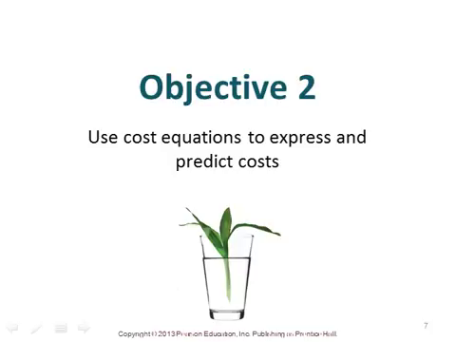And so next we want to talk about cost equations, how we use cost equations to express and predict cost, because all of this is good to know, and it's nice to see it on graphs, but somehow we have to be able to translate that into something useful for managers.